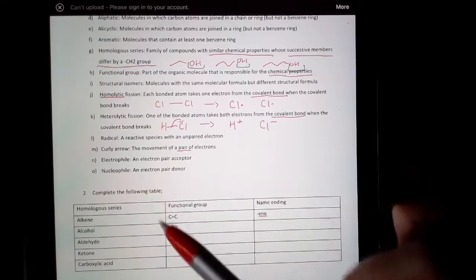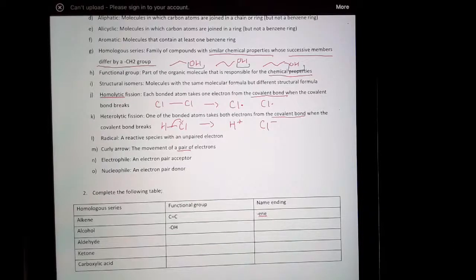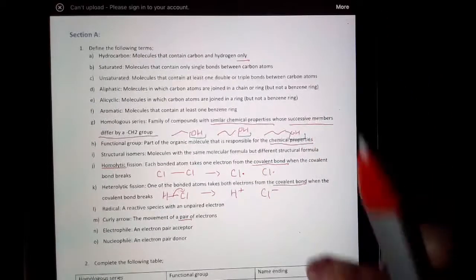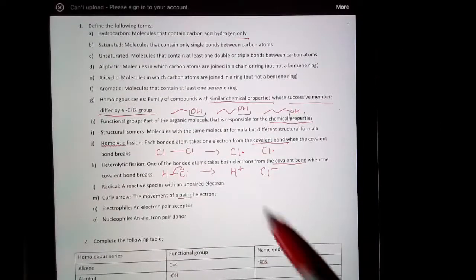And a nucleophile, again, that's something that's electron rich. Because it's electron rich, we say it's an electron pair donor. Please make sure that you are familiar with all of these definitions. You could be asked to define, or you could just be asked to use these terms, which is what we're going to practice in section B. But definitions are really easy marks, and please ensure that you are not going to lose any marks on those definitions.